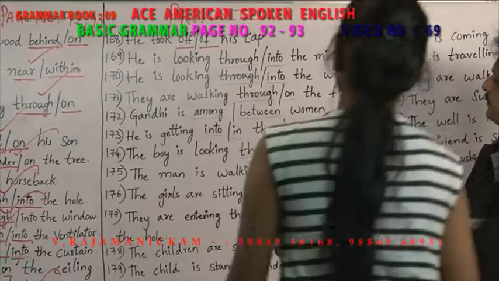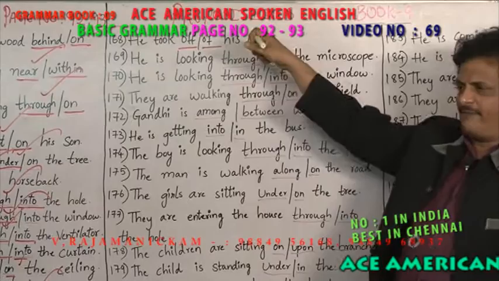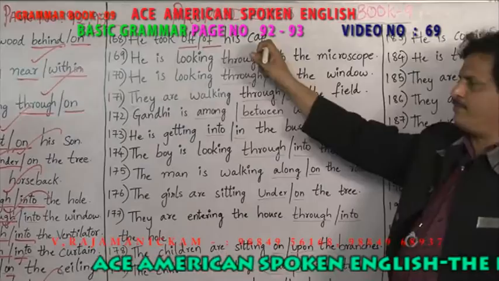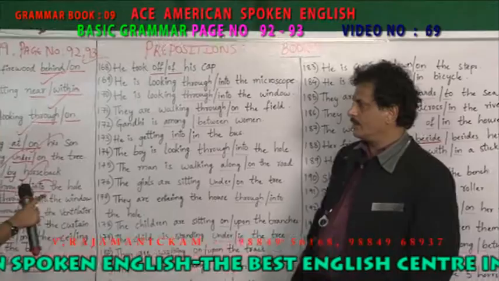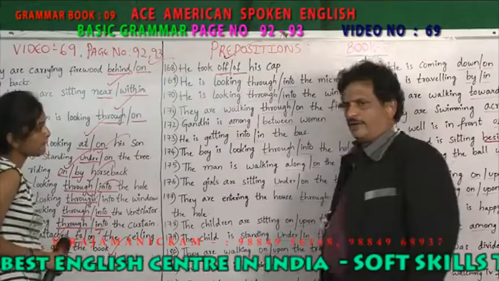He took off his cap. Off, double f. Near to the bird. He took off his cap or of his cap. He took off his cap. So when you remove something, you are using off. When you switch off something, you are using off.